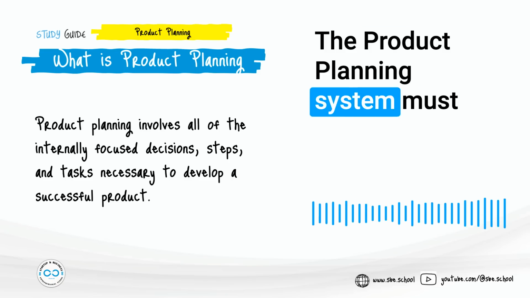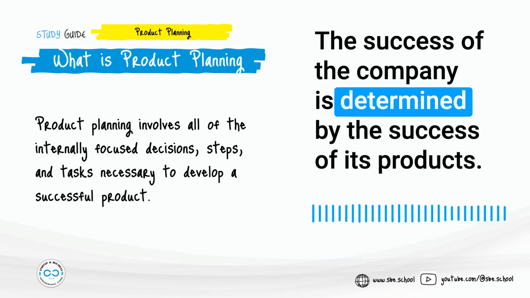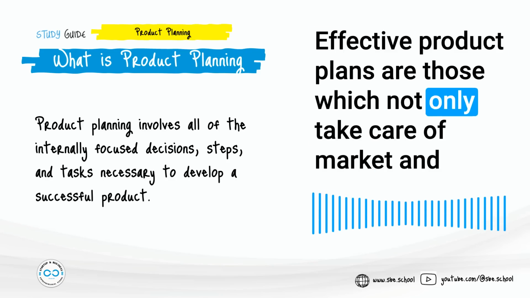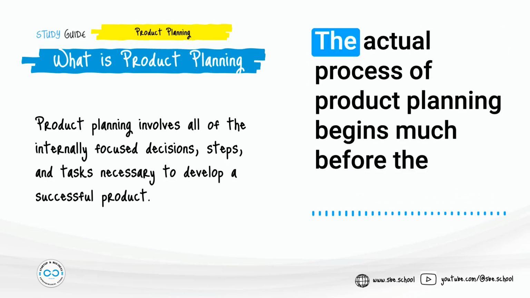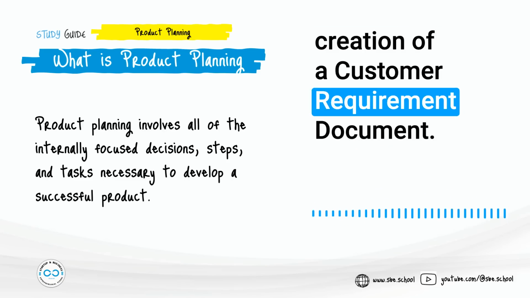The product planning system must dovetail into the business plan of the company. The success of the company is determined by the success of its products. Effective product plans are those which not only take care of market and customer needs but also support the company's growth strategy. The actual process of product planning begins much before the creation of a customer requirement document.